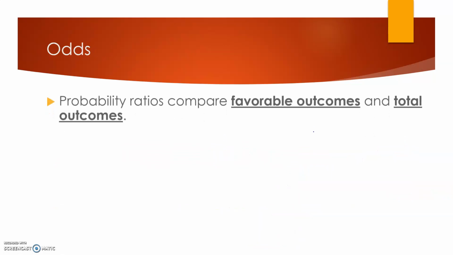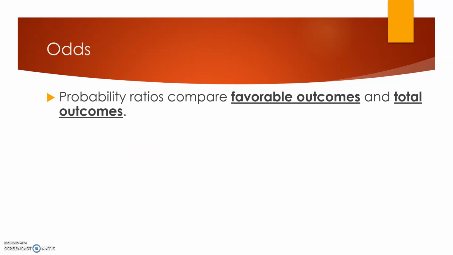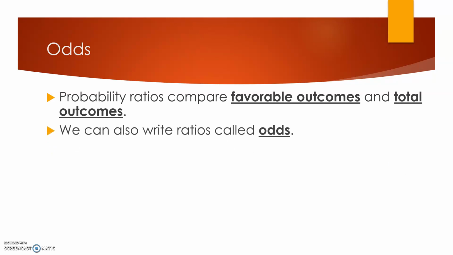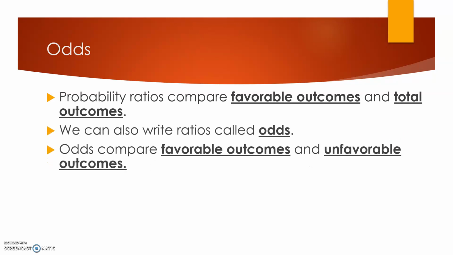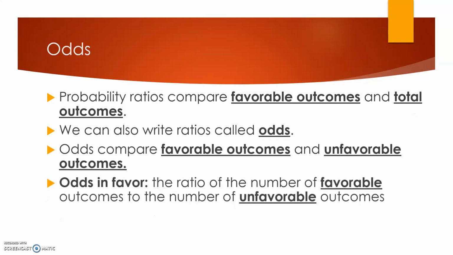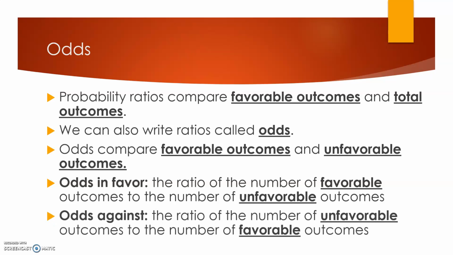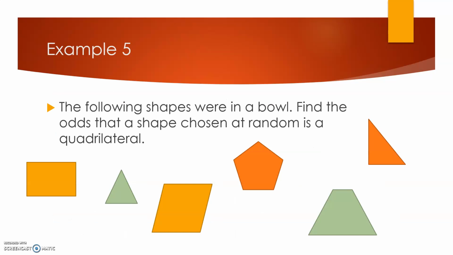All right, so odds are something a little bit different. The probability ratios compare favorable outcomes and total outcomes. And we can write ratios called odds. Odds compare favorable outcomes and unfavorable outcomes. Odds in favor would be the ratio of the number of favorable outcomes to the number of unfavorable outcomes. And odds against would be the number of unfavorable outcomes to the number of favorable outcomes.